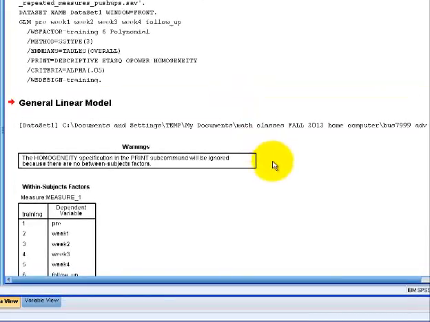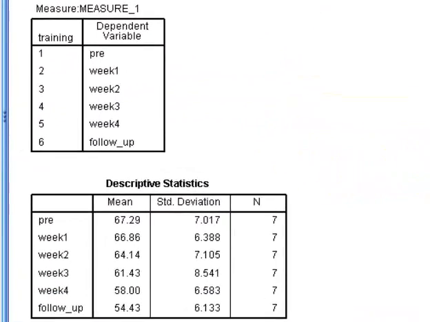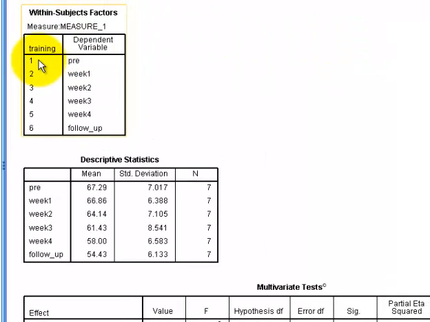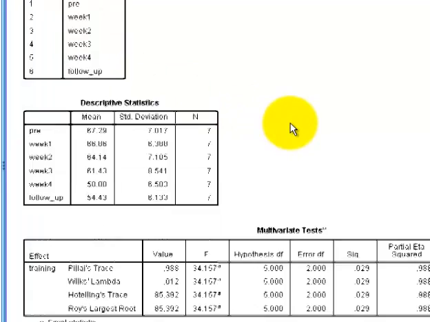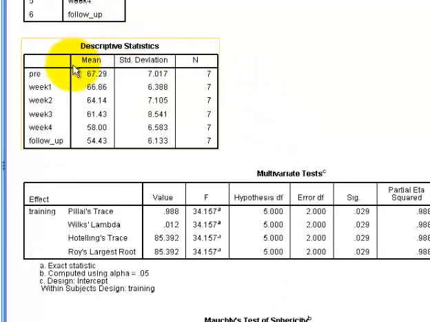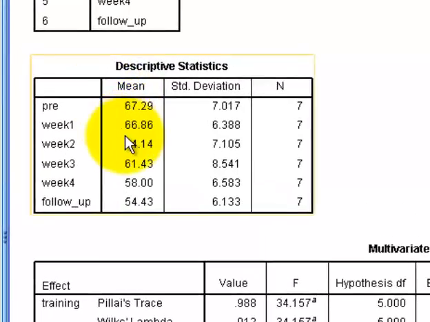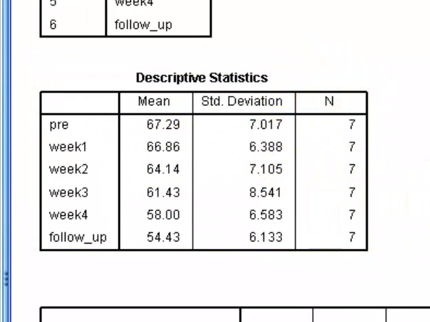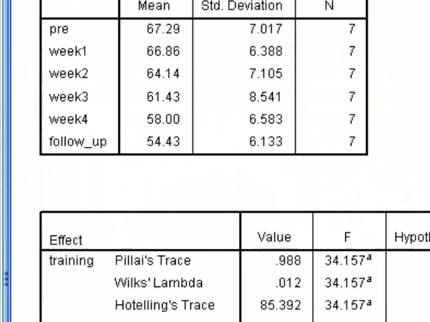But let's go ahead and interpret the output here. So here's our 6 different levels, right? And each level was a measurement. Week 1, week 2, week 3, week 4, follow-up, and a pre-test. Here's all the means. How many people were in each mean?